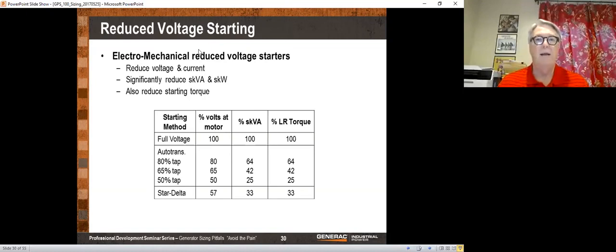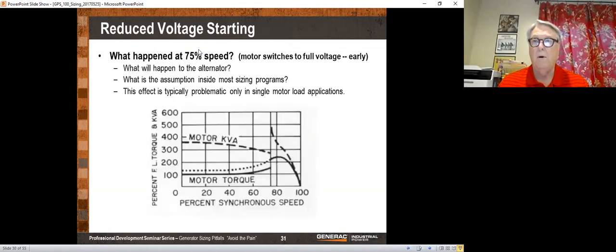All right, electromechanical starters. Electromechanical starters are very helpful because they reduce the current and therefore make it easier to start that motor on the generator. I want to point out one thing that's sneaky here. Let's say you start on an auto transformer starter or a Y delta, which is very common on Y delta starters. Yes, you can use a smaller generator because it takes less starting current. But the problem is it also reduces your torque.